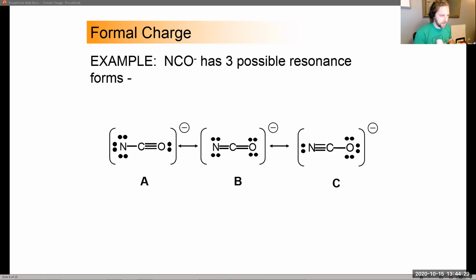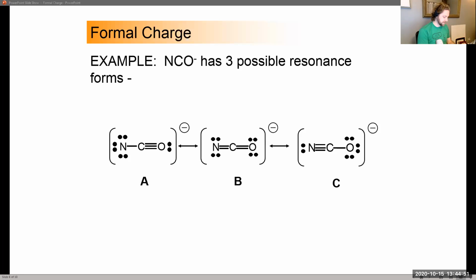So one of the reasons why we're using formal charge is we can justify which structure is more stable. All three of these structures are possible because they follow the octet rule and they are using the correct number of valence electrons. So if I asked you to draw this Lewis structure, you might come up with all three of these, which is totally fine.